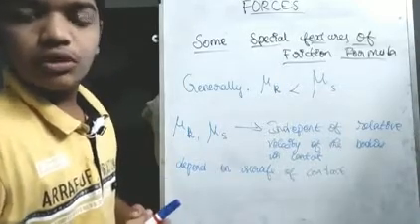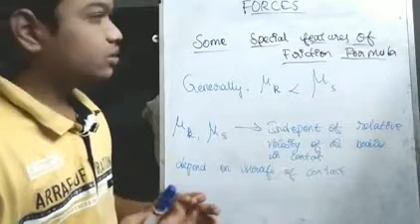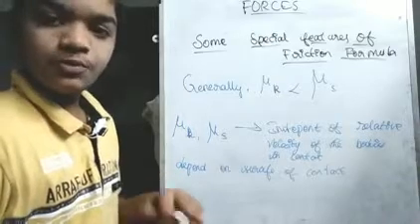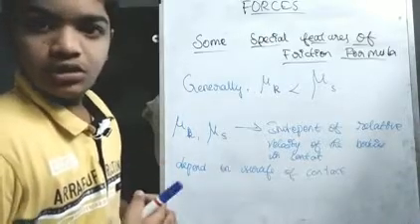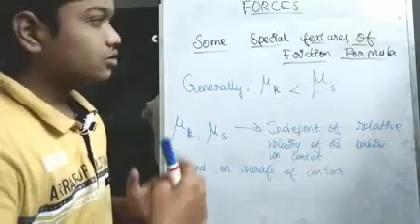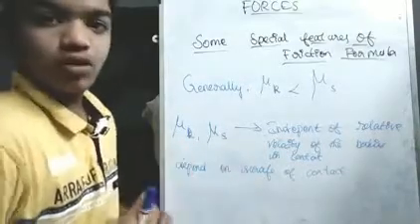Last class we discussed Coulomb's law of friction, the formula of friction, and the formula of friction in slip, no slip, and impending slip. In this class we are going to see some special features, some special points of the friction formula.